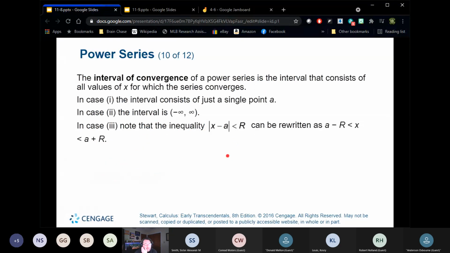So the interval of convergence, we can write a couple different ways. The same thing. Case 1, it's just a single point. Case 2 is negative infinity to infinity. And case 3 is the inequality that we write.